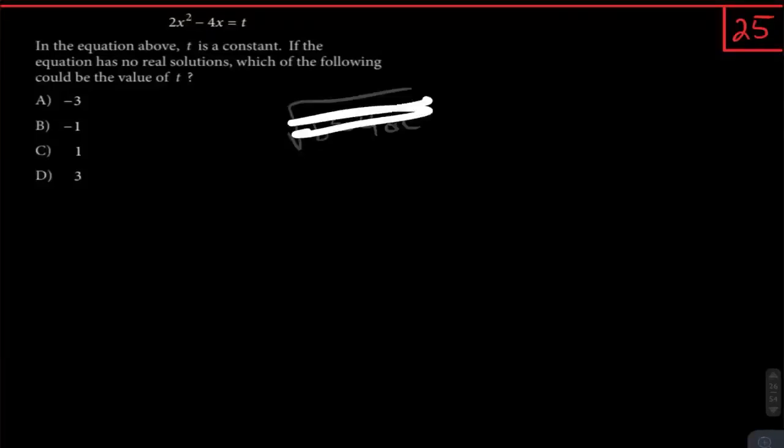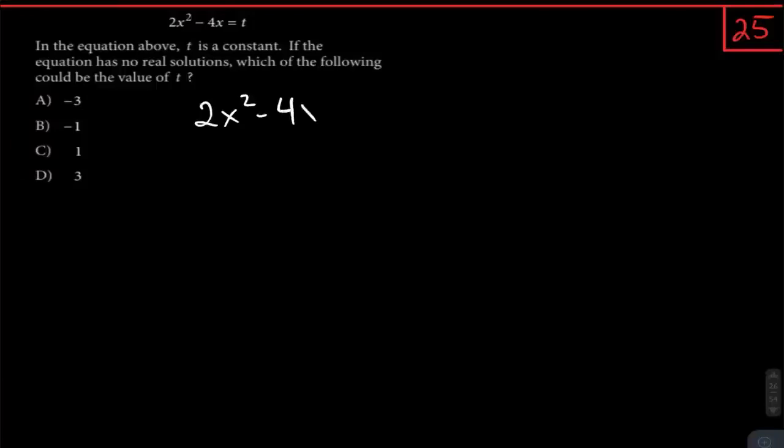All right? Here's the thing. To find the value of T, right? Honestly, I would just start plugging in here. I would just start plugging in. What if T was -3? Okay, well, let's do that. 2x squared minus 4x equals -3. We add 3 on both sides.